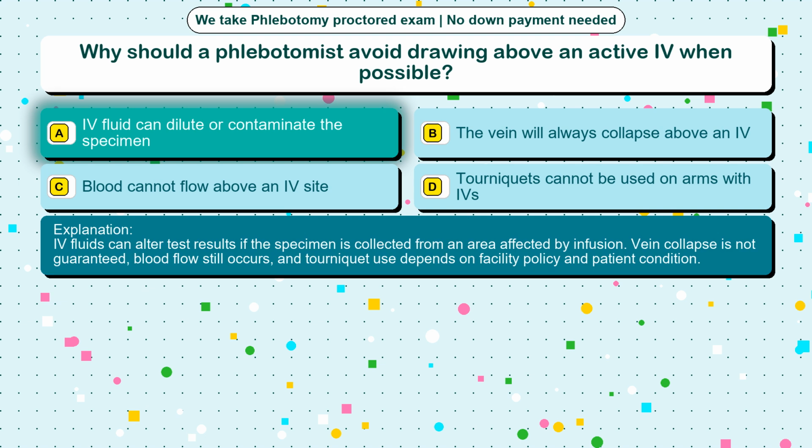IV fluids can alter test results if the specimen is collected from an area affected by infusion. Vein collapse is not guaranteed, blood flow still occurs, and tourniquet use depends on facility policy and patient condition.